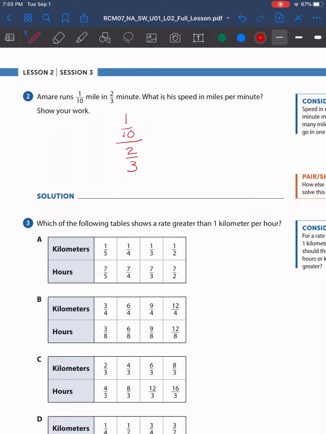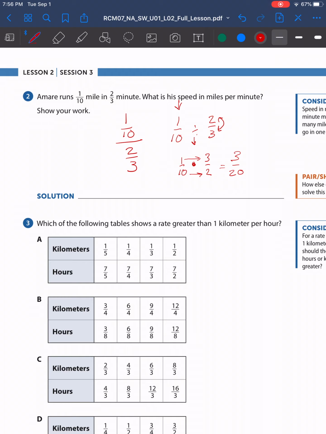Now, when I'm dividing fractions, I like to write them horizontally, so I'm going to rewrite it. Okay, how do I divide fractions? Well, that's easy. I skip it, I flip it, and then I multiply. So this will stay the same. I skip that, I flip this, and then I change the division sign to a multiplication sign. Now you just multiply straight across. What is 1 times 3? 3. What is 10 times 2? 20.